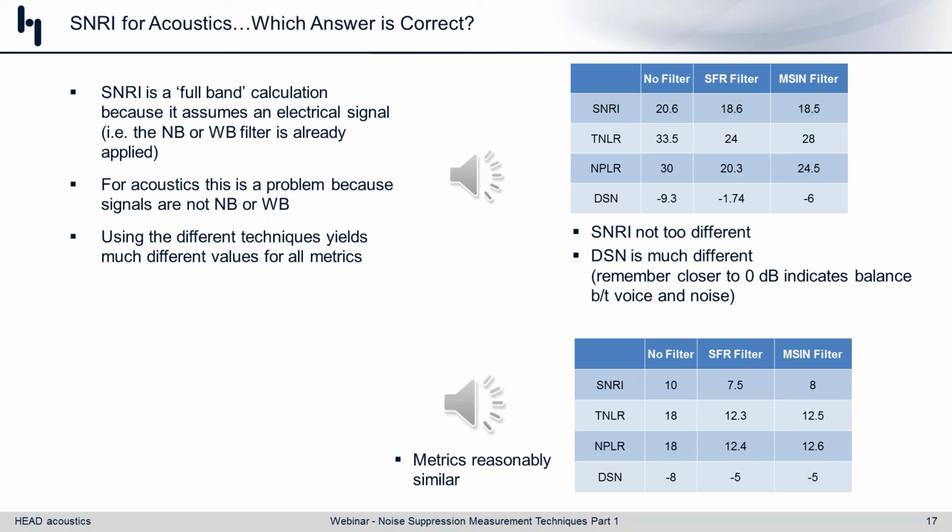Now, for the other example, we used a fairly good product and a not so good product in today's session. And for the other one, coincidentally, the SFR and MSIN filter actually stack up fairly well for this product, but there's no guarantee that this holds true for multiple different products. So we are in a little bit of a bind when it comes to SNRI. And this is where the documentation becomes critically important.